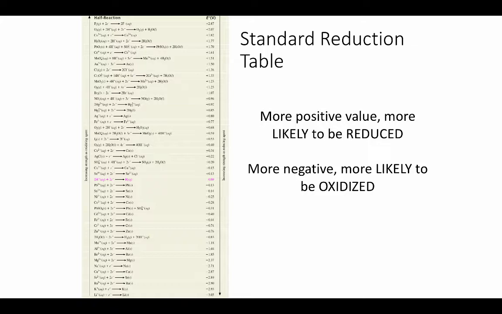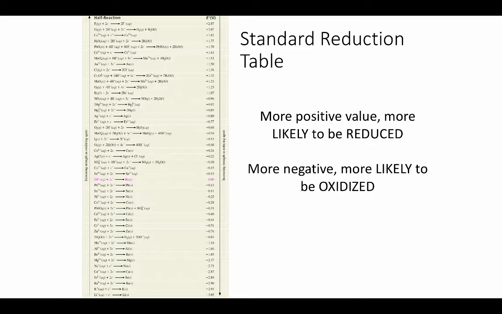Now, with the standard reduction table, this is the table that's given in your book and in the notes, and you can always orient yourself by looking at the top and the bottom. What you should see is fluorine at the very top, which is much more likely to be reduced. Fluorine's always looking for extra electrons. That's why it's the most electronegative element. And down at the bottom, you can see lithium. Lithium is always willing to give up electrons, or always ready to be oxidized.